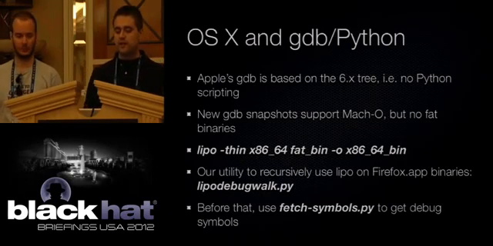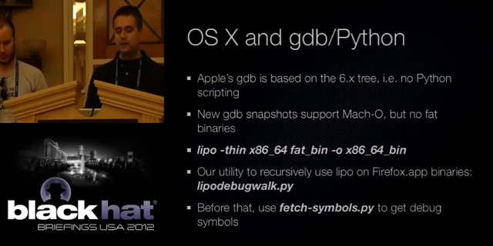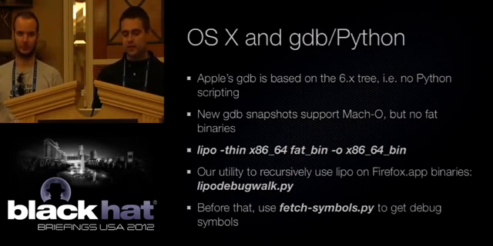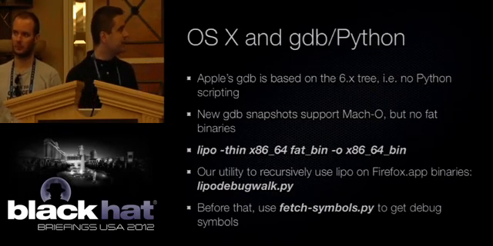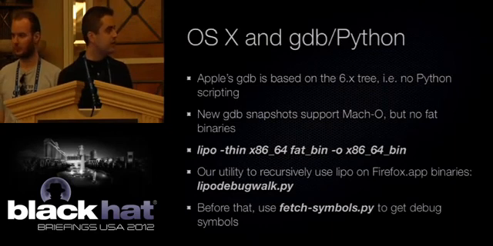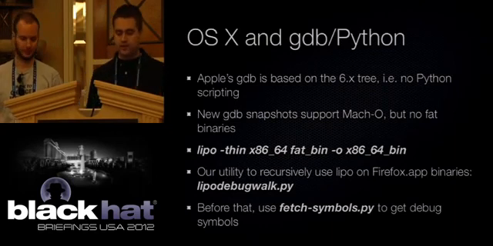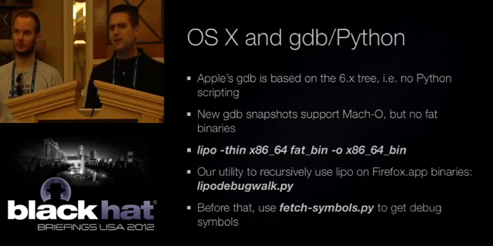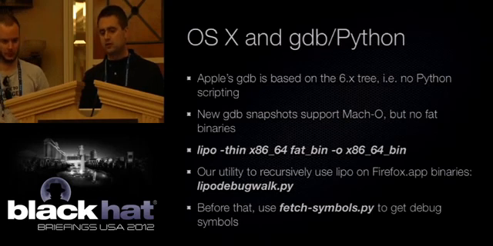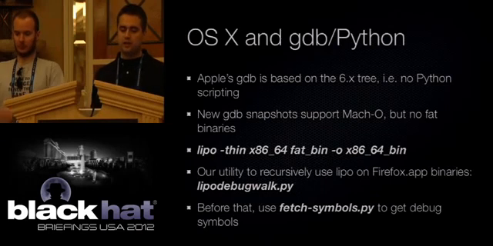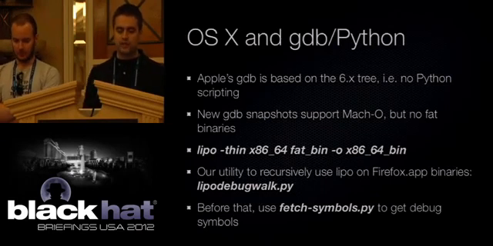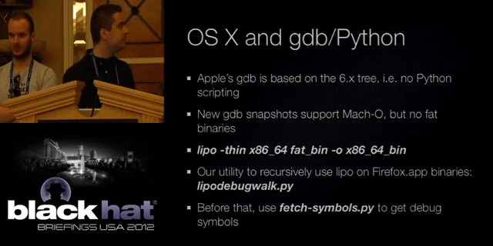A newer GDB snapshot has support for the Mac binary, but this GDB version cannot load fat binaries. So we use the lipo utility provided by Apple to trim down the fat binaries to their 64-bit versions. If you don't know, a fat binary is basically a binary that has support for both 32-bit and 64-bit Mach-O formats. By using this lipo utility, you just strip away all the 32-bit parts of the binary and leave the 64 bits of the binary.